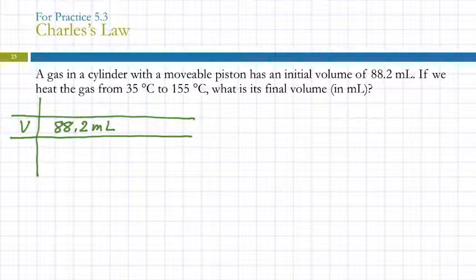And then I go along and I see I have two temperatures here. So I'm going to have another row here. It's going to be temperature.